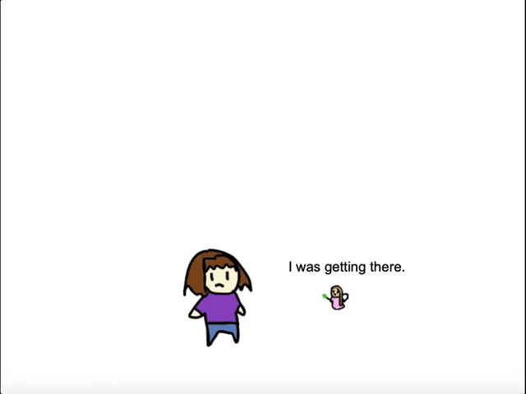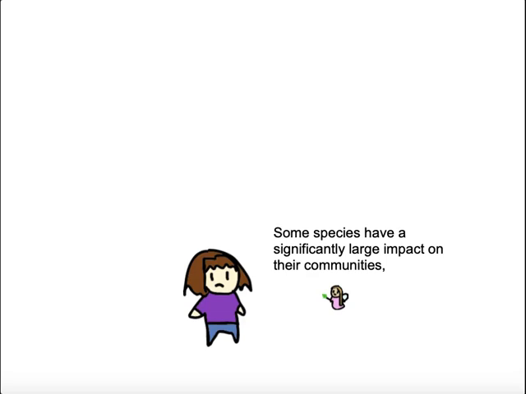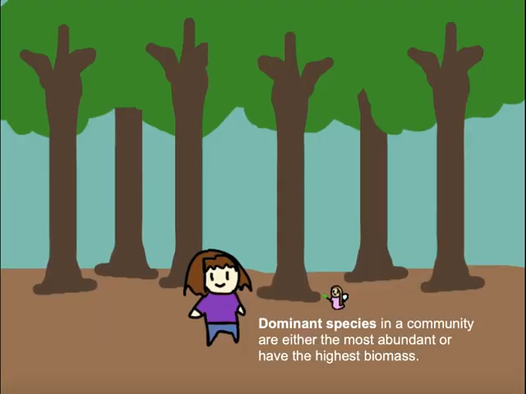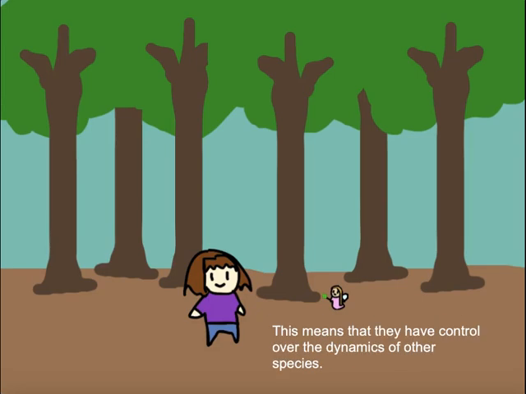I was getting there. Some species have a significantly large impact on their communities, which can occur in a multitude of ways. Dominant species in a community are either the most abundant or have the highest biomass. This means that they have control over the dynamics of other species.